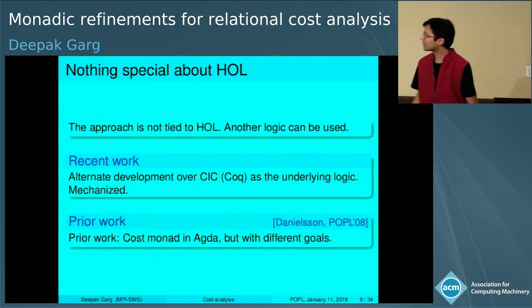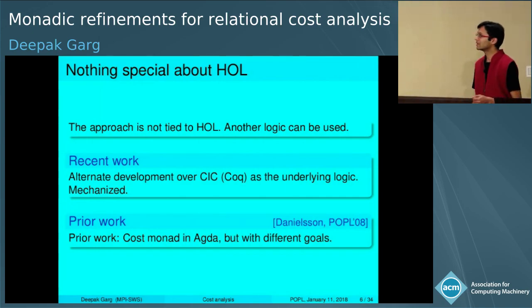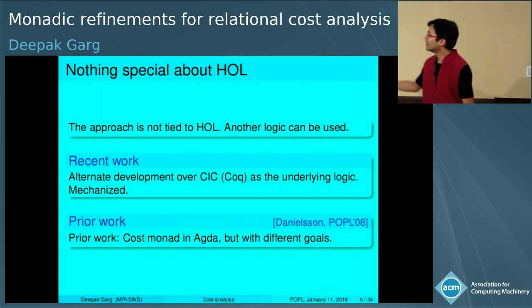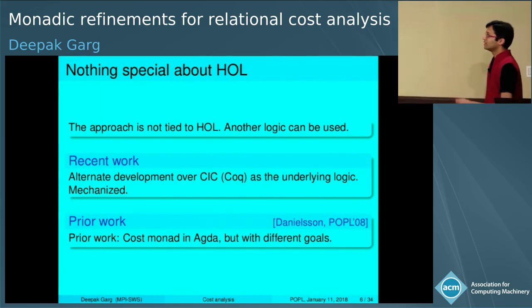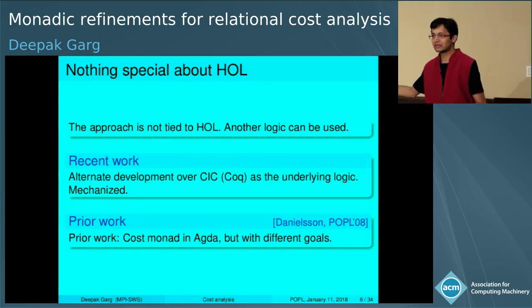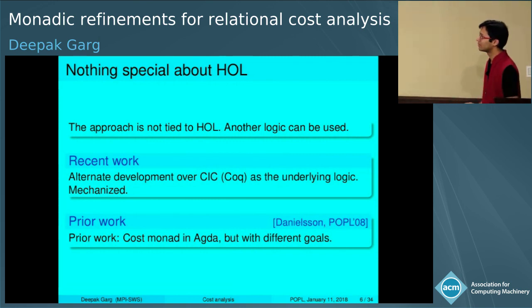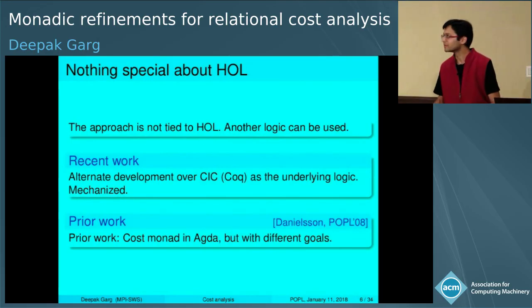There is also prior work, actually. This is by Nils Anders Danielsson, who I suspect is in the room. This is from POPL 10 years ago. He did a similar embedding of a cost monad inside Agda. And some of the things that I will show you actually draw lineage to his work. But his goals, I think, were completely different. He was not looking at the interaction between functional verification and cost analysis. He was very interested in lazy data structures.